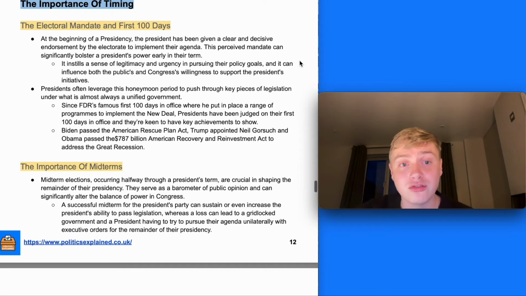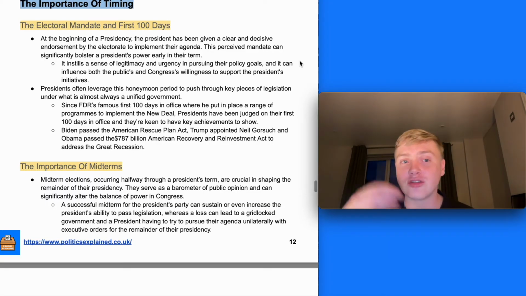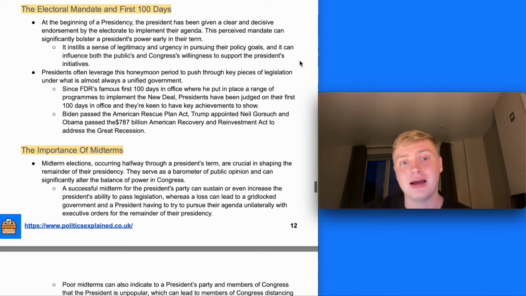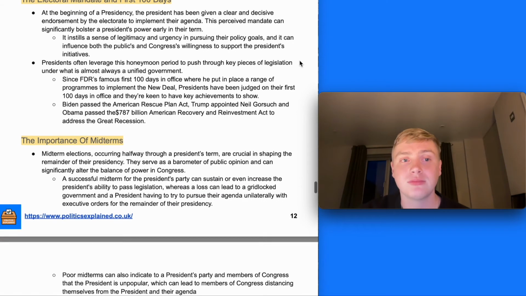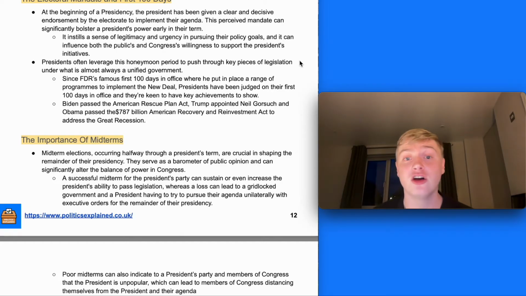And this can bolster their power earlier in their term, as it instills a sense of urgency and legitimacy in pursuing their policy goals, and can really allow them to have a lot of influence over Congress. And they often leverage this honeymoon period to push through key pieces of legislation under what is almost always a unified government in the first 2 years of their presidency.